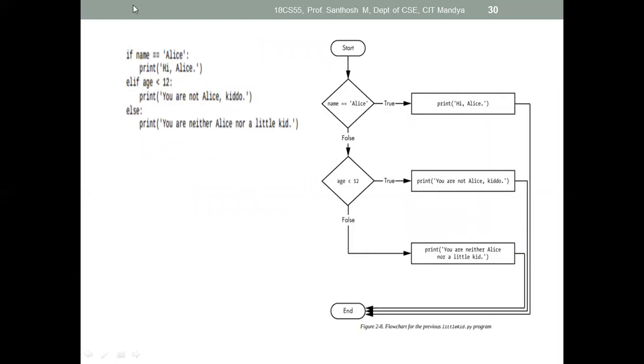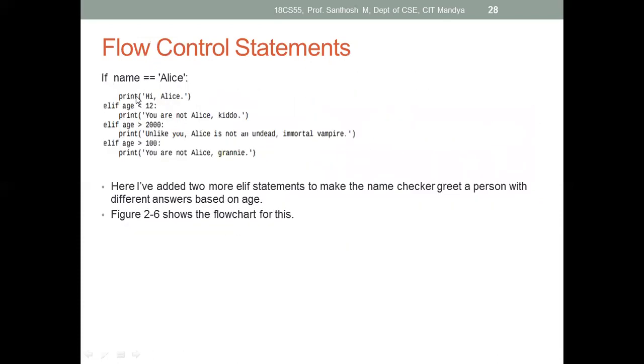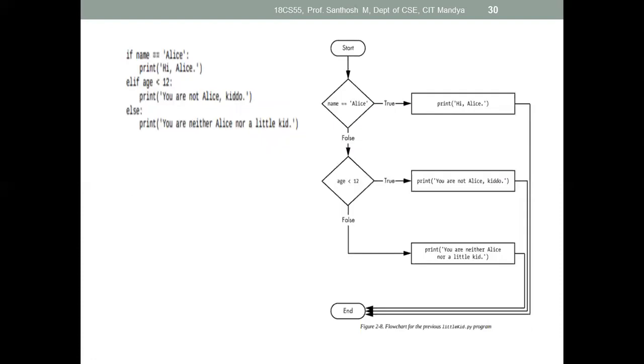So here you see another example. In these previous three examples, we have not written else. If all the conditions were false, it will not print anything. For printing something, we have to write code like this. Name is equal to alias, print I alias. Elif age less than 12, print you are not alias kid. Else, print you are neither alias nor a little kid.